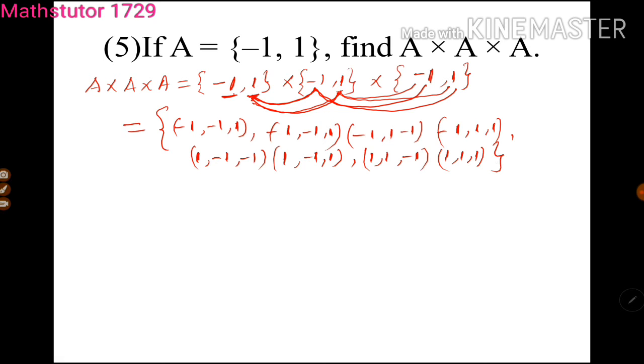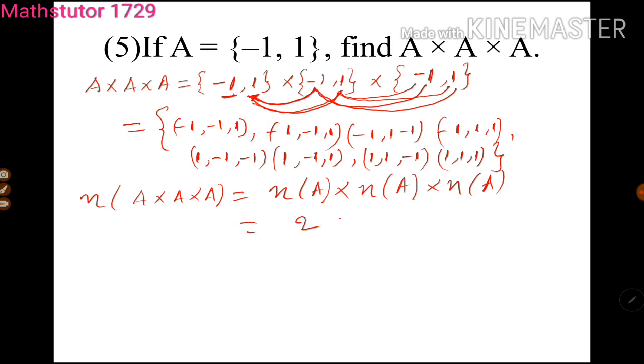So it has 8 elements. We can check it by formula. Number of elements in A cross A is equal to number of elements in A into number of elements in A into number of elements in A. This means 2 into 2 into 2. This is equal to 8. Total we have 8 elements: 1, 2, 3, 4, 5, 6, 7, 8. So this is the required set. Now come to the next problem.